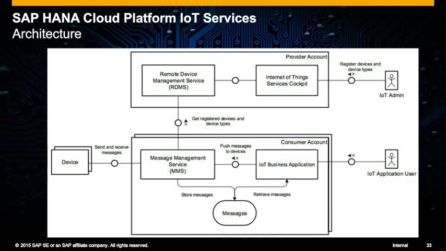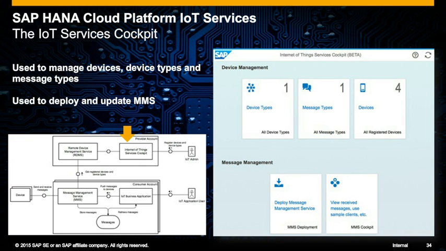And now just a quick walk through the IoT cockpit. Aaron later on will show it also in a demo how this works, but very quickly what you will see. The cockpit is the place where you manage all the devices and the types of devices you have, and also the place where you deploy what we call the message management service, which is the part that provides the API for your devices to send your data to.